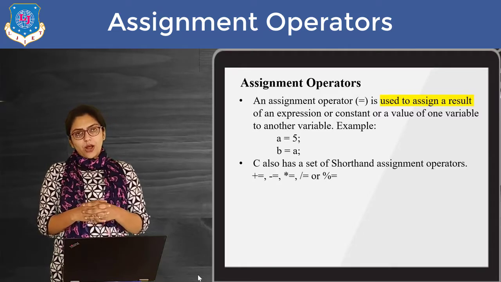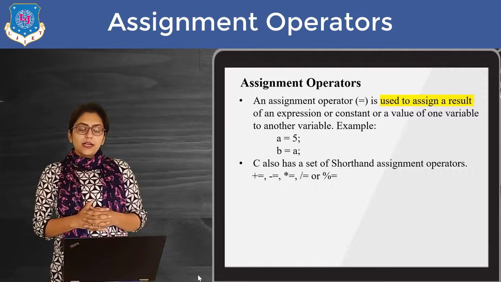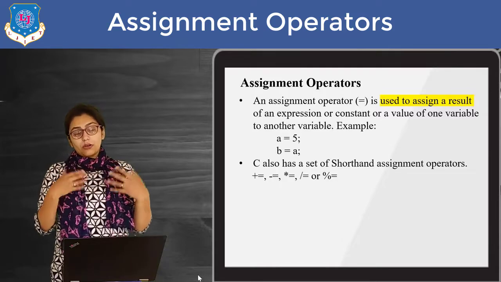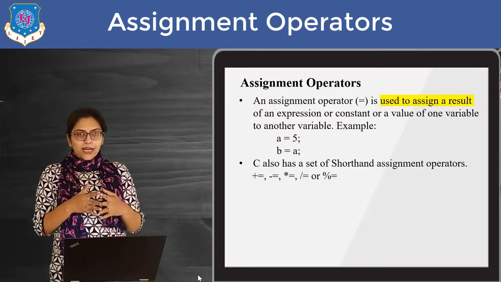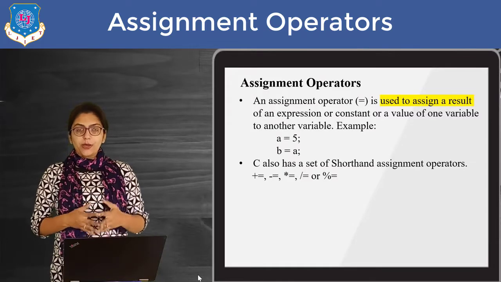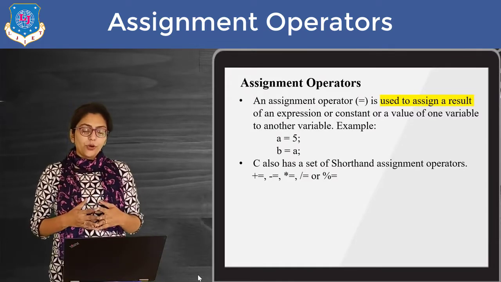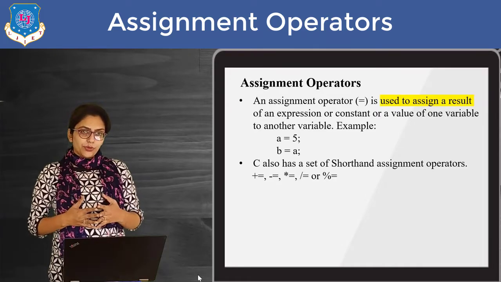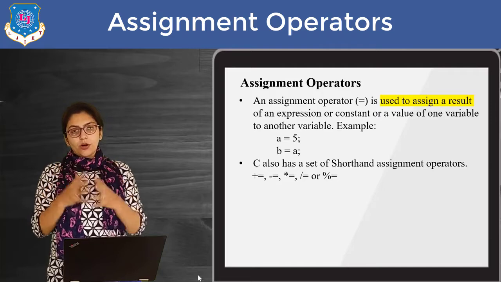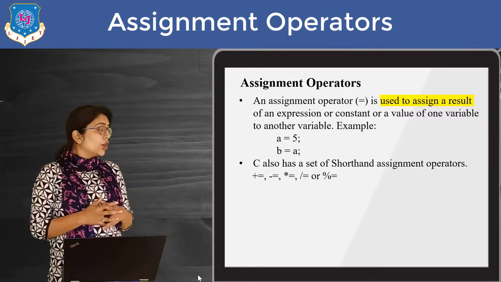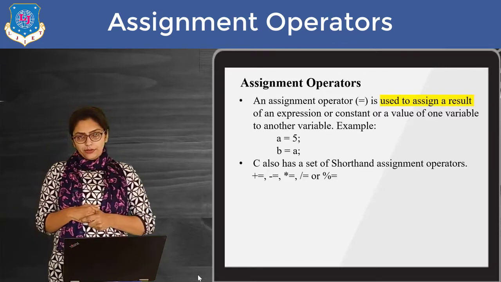So in my previous video, I made it clear that in the C programming language, if you want to assign a value, you use equal to. But if you want to compare two values, you have to use the double equal to sign. So make sure that you clear this difference in your mind, right? So this is the assignment operator.